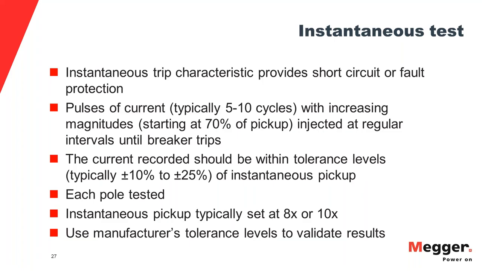The current recorded should be within tolerance levels. Typically, the tolerance levels are plus minus 10% to plus minus 25%. The best source is, of course, the manufacturer's tolerance levels. Each pole needs to be tested separately. The pickup values for instantaneous tripping are set the highest. They're typically either 8 times or 10 times.